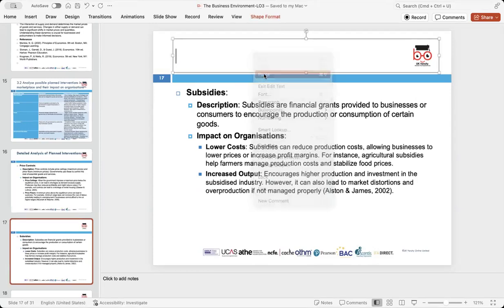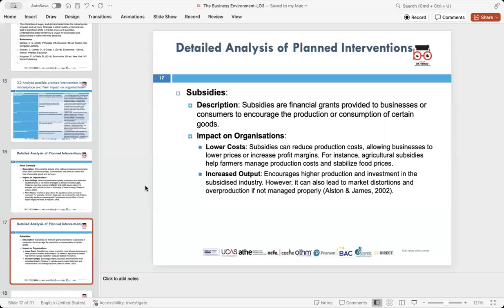Next is subsidies. Subsidies, as we discussed above, are financial grants provided by the government to support businesses or consumers. So the aim is to encourage the production or consumption of certain goods or services. So, impact on organizations: lower cost and increased output. Lower cost: subsidies reduce the cost of production for businesses. This can lead to lower prices for consumers or higher profit margins for businesses. For example, agriculture subsidies help farmers manage their production cost and stabilize food prices, ensuring affordability for consumers.